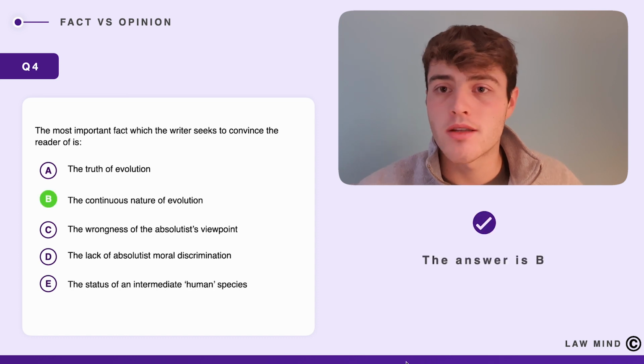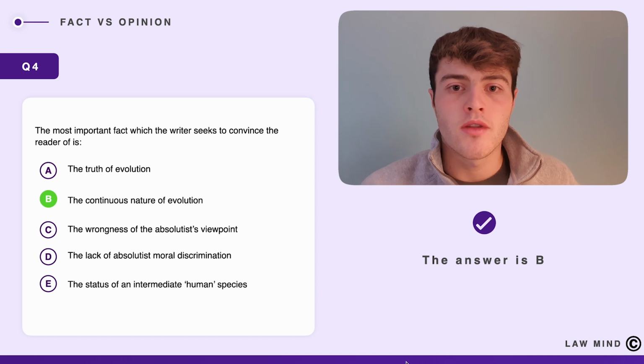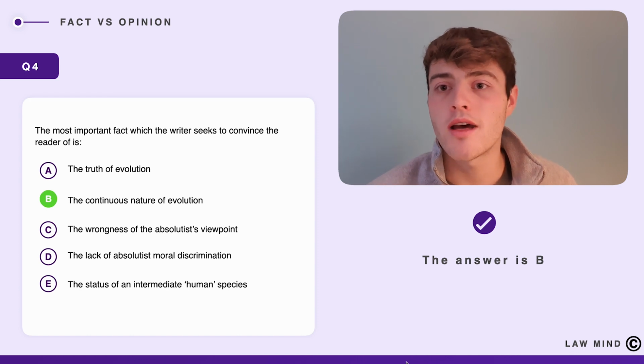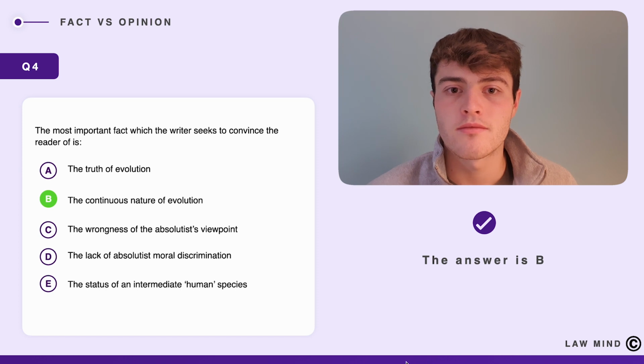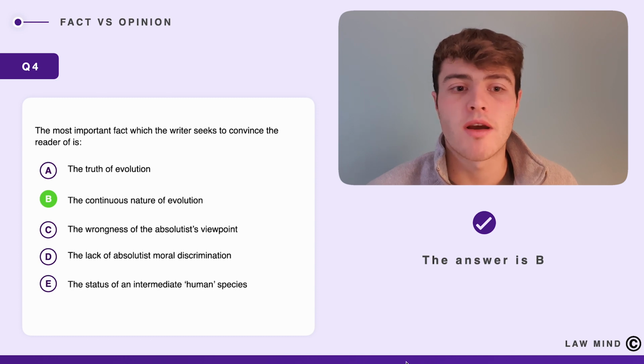The correct answer here is B. We can see that A is too general and too simplistic. The writer simply does not talk about the truth of evolution enough for it to be a contentious point of discussion. C and D aren't the main point which the writer seeks to convince the reader of, and we can eliminate both of those at the same time due to the lack of discussion about the absolutionist viewpoint.